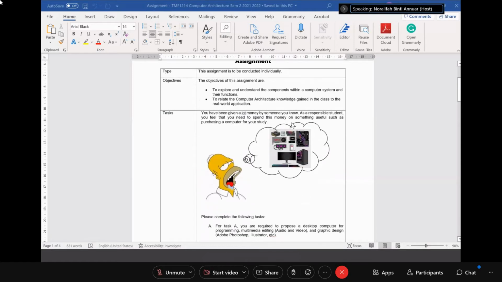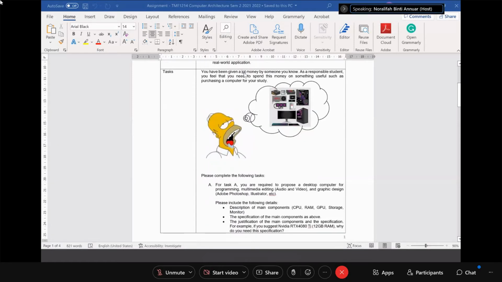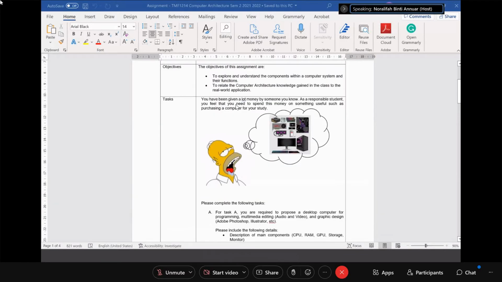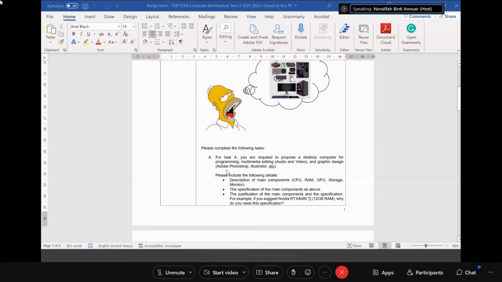Okay. You have been given a lot of money by someone you know. It can be from your parents, your friend or a relative. As a responsible student, you feel that you need to spend this money on something useful, such as purchasing a computer for your study. This is the task. We give you this scenario. You have money, and you have to buy a computer. This is the task.